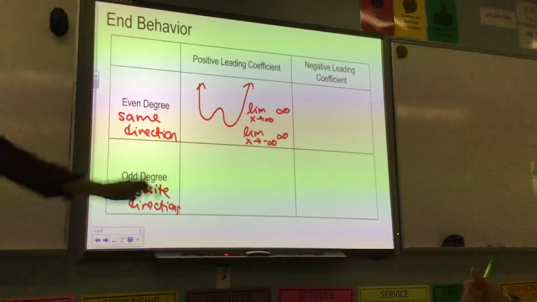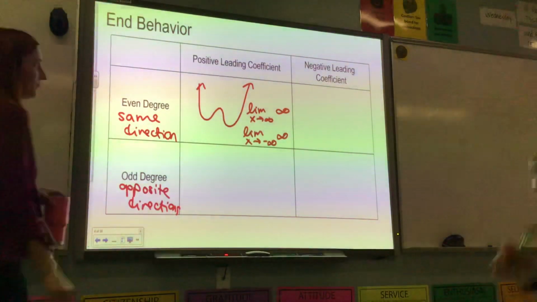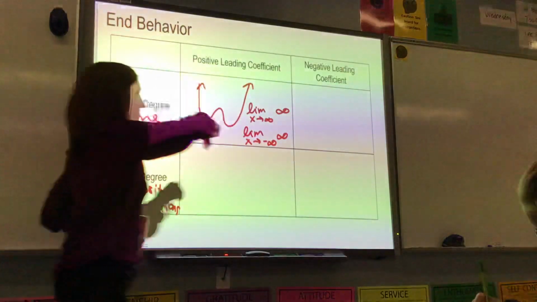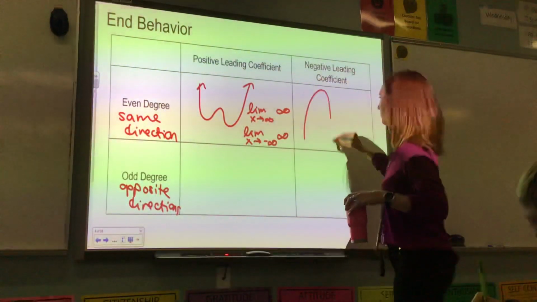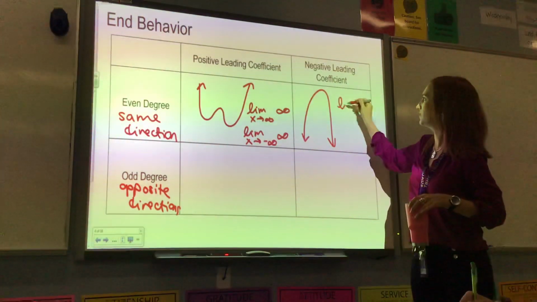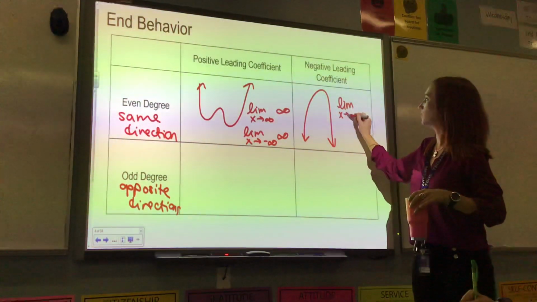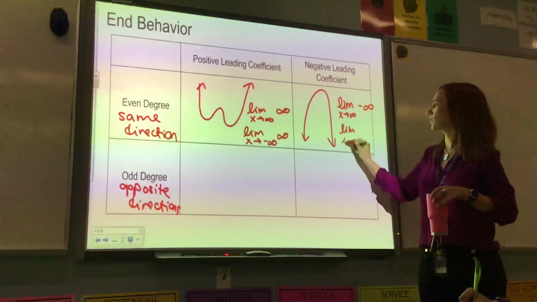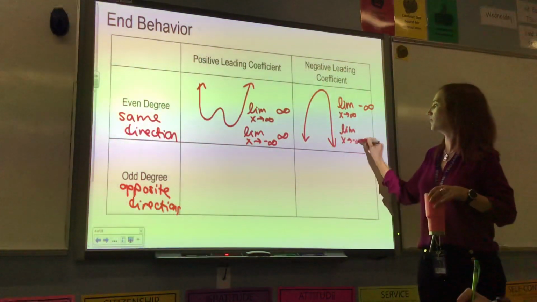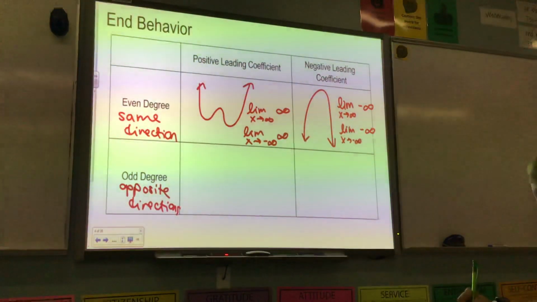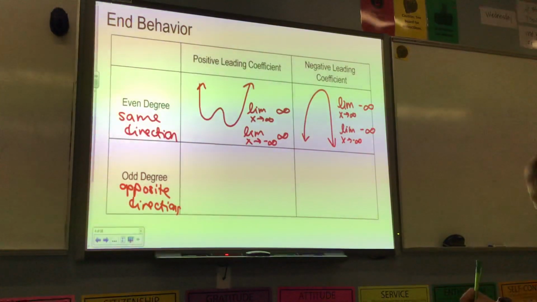If it is negative, where will it go? Yeah, we'll go down this time. However many terms it wants to have, if it is an even degree and it is negative, as x goes to positive infinity, it'll be going to negative infinity, and as x goes to negative infinity, it'll go to negative infinity. Cool?